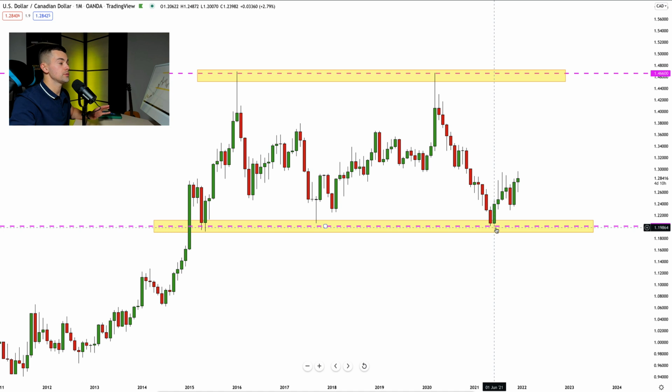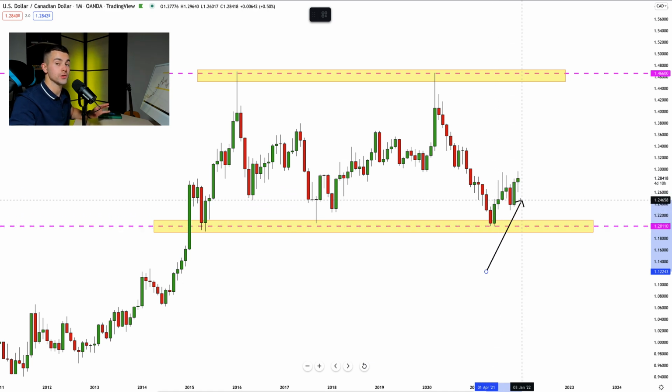And recently you can see that this year in May we reached the support of that range. Once we reached the support of the range, we formed a very nice bullish engulfing candle on its support. And after that we see very nice bullish continuation.